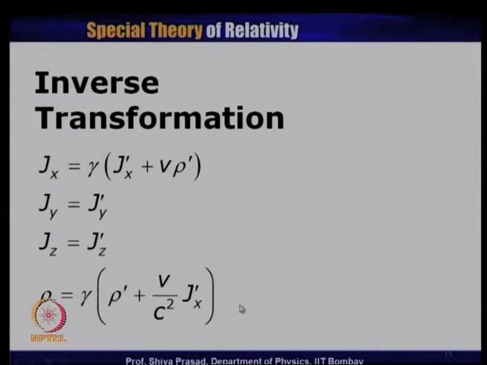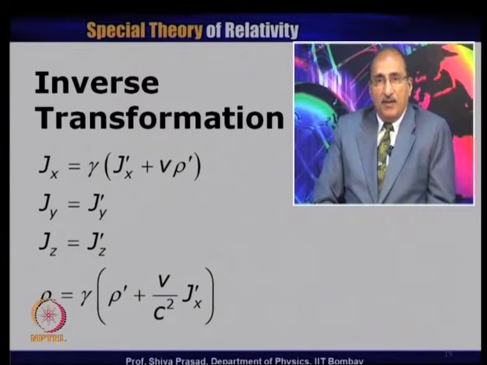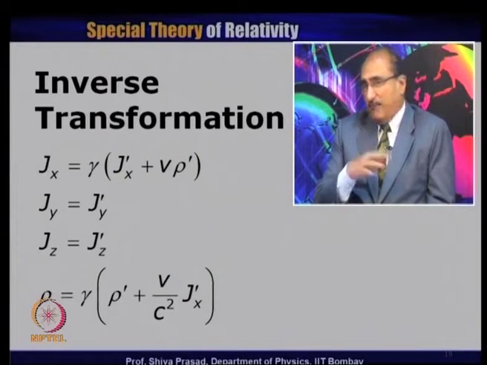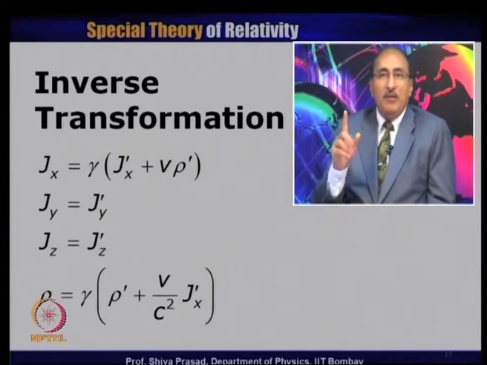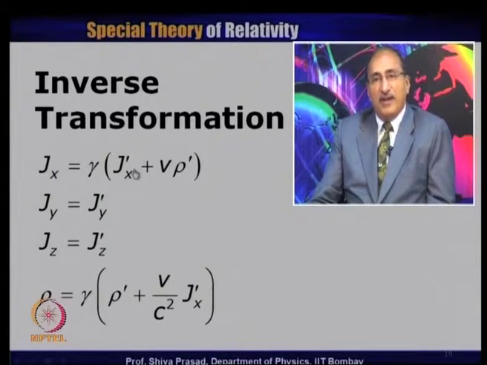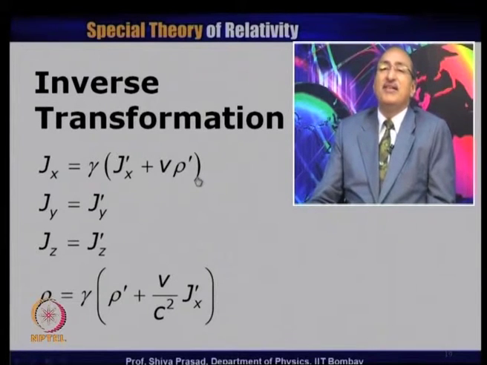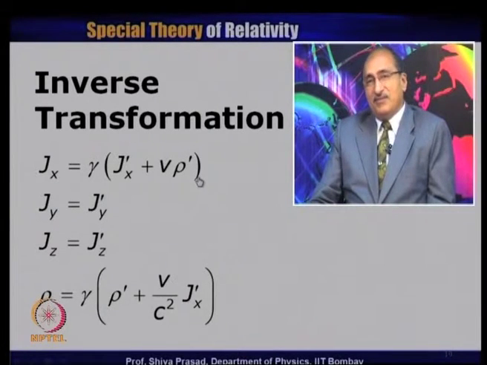I can always write the inverse transformation equation for that, as we have said: change primed to unprimed quantities and vice versa, and make V minus V. So, this is what happens as the inverse transformation. It means if I know the current densities and the charge densities in the S prime frame of reference, I can find out the current density and the charge density in the S frame of reference by using these inverse transformation equations. So, this is what has happened to my transformation of current density.